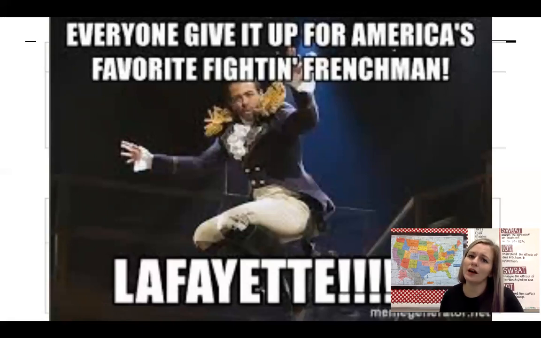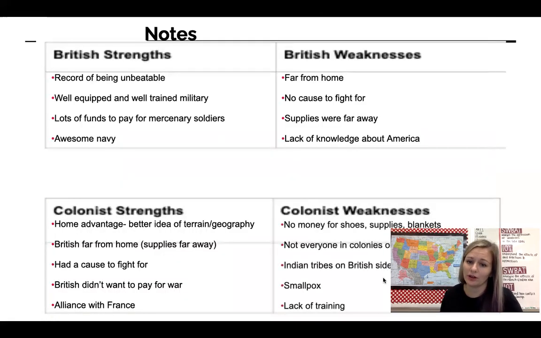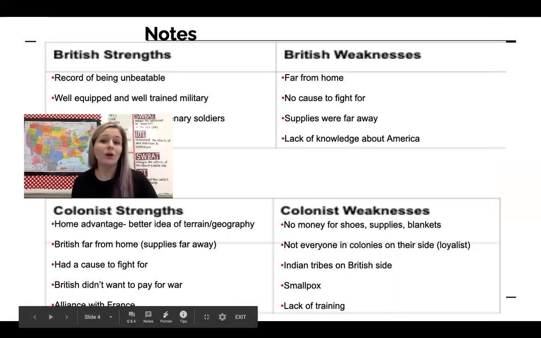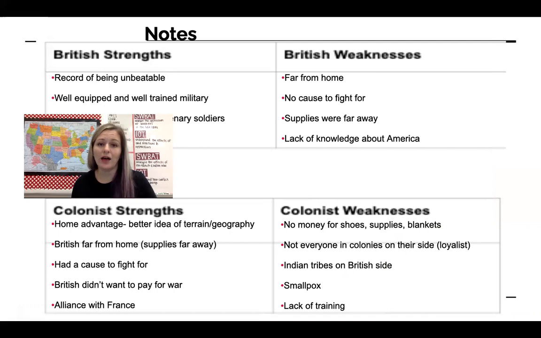Let's move on to what the colonists didn't have in their favor, though, because there are definitely going to be some weaknesses that they have to overcome. Number one, they don't have money like the British. So they don't have the money needed for all the supplies, for blankets for soldiers, for shoes for soldiers. These things cost money, and they don't have a whole lot of it to be able to pay for these things.